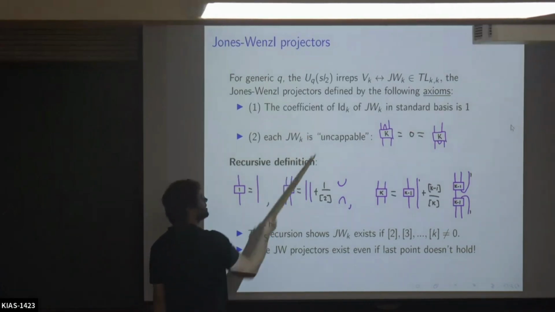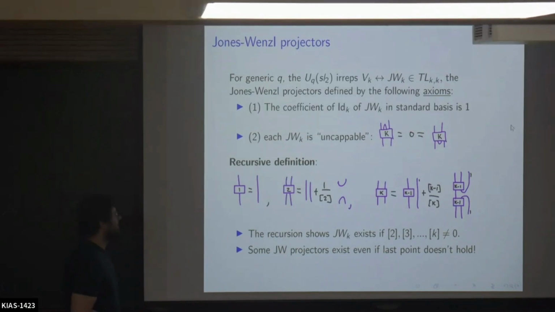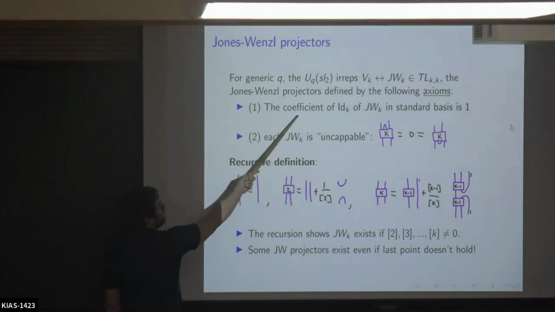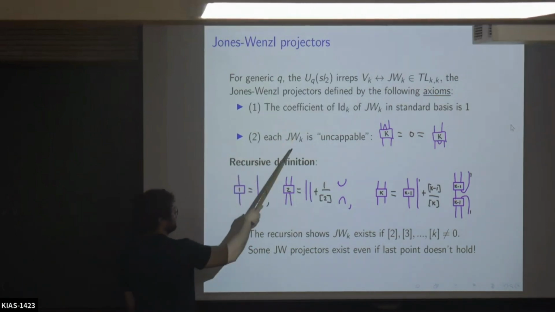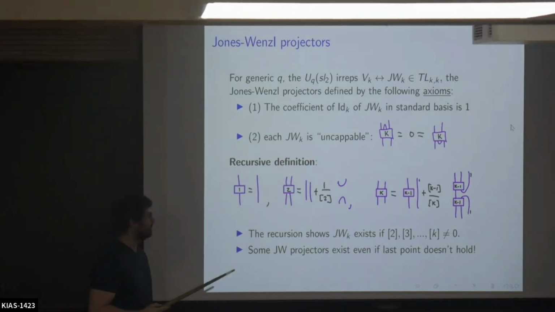But they don't tell you how to construct it. So for construction, you do it recursively. Wenzl gave this recursive construction where Jones-Wenzl 1 is just the identity strand. That's the only thing that's going to have coefficient 1. And then it vacuously satisfies the second axiom.